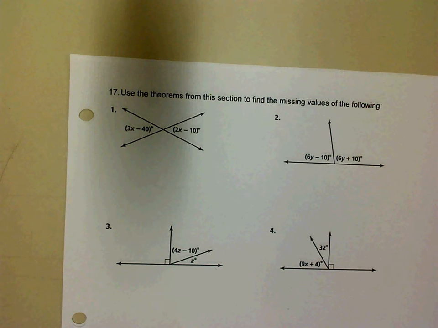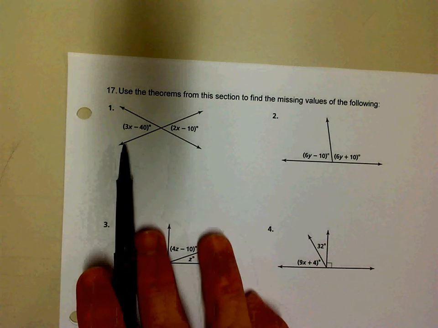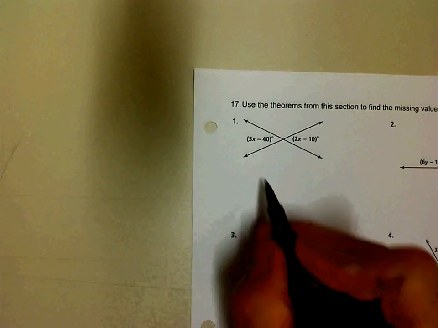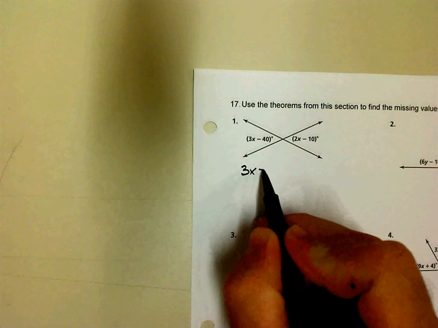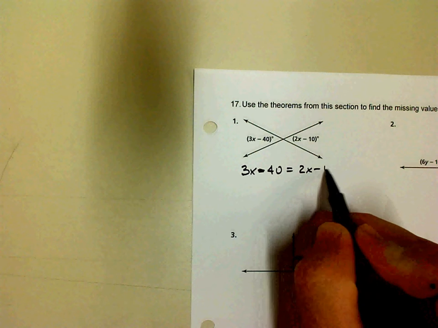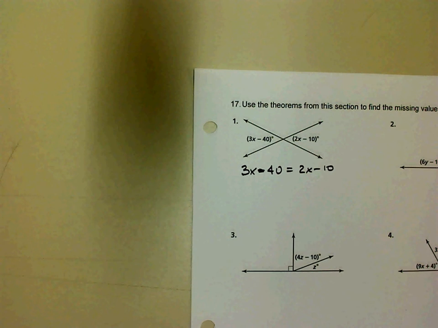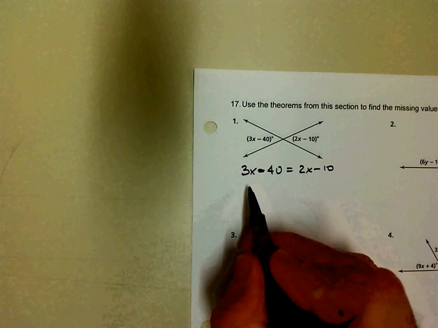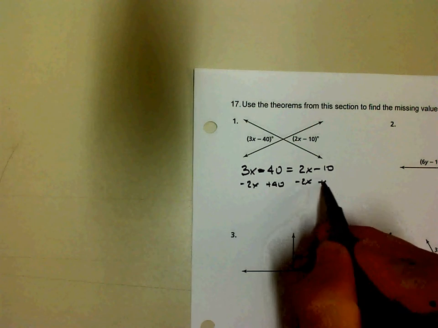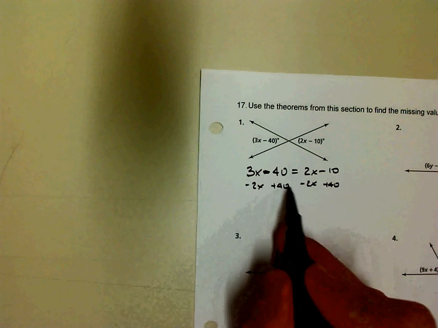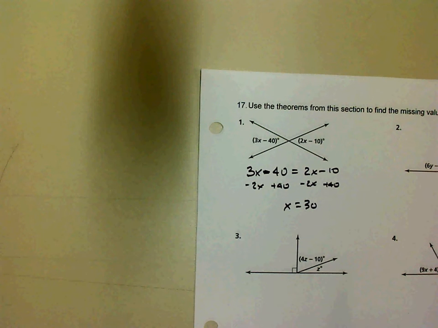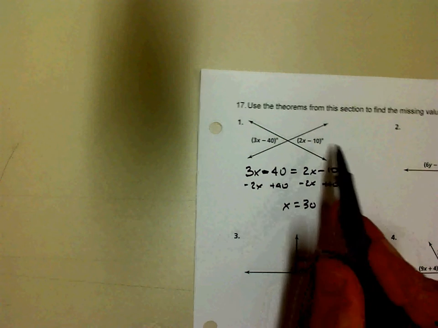Because these two angles are vertical, we know that they are going to be congruent to each other. Since they're congruent to each other, their measures are going to have to be equal to each other, which allows us to solve for x here. A little bit of algebra, subtract the 2x from both sides, and as a matter of fact, we could even add 40 to both sides at the same time. This would leave us with x equals 30. If it asks us to find the measure of the angle, we would substitute in, but in this case, it's just saying find x.